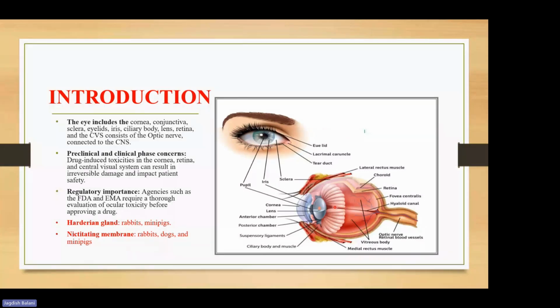While if you enter into a dark space, these muscles will be relaxed and the space will be increased, so that hollow space will be increased. That is called mydriasis.